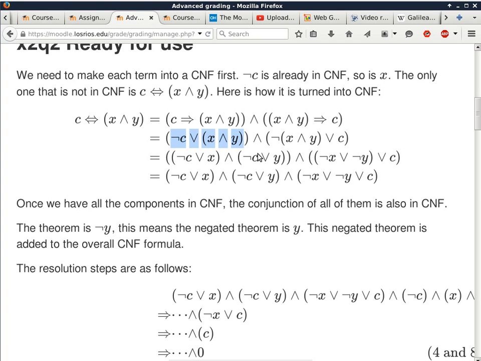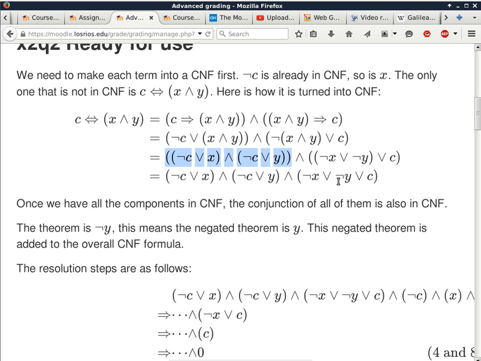Distributive law, okay? I used the distributive law on Boolean algebra in order to come up with the next row. So not C or, and then the conjunction of X and Y is basically not C or X and not C or Y. Okay, next question. Is this, just as a component, is it already in CNF? Yep, it is already in CNF, so I got one part done already.